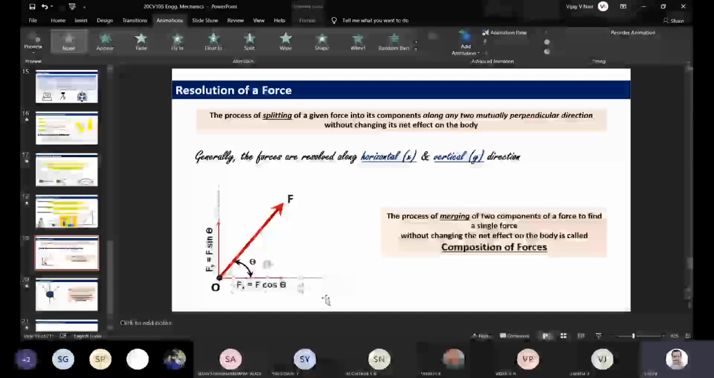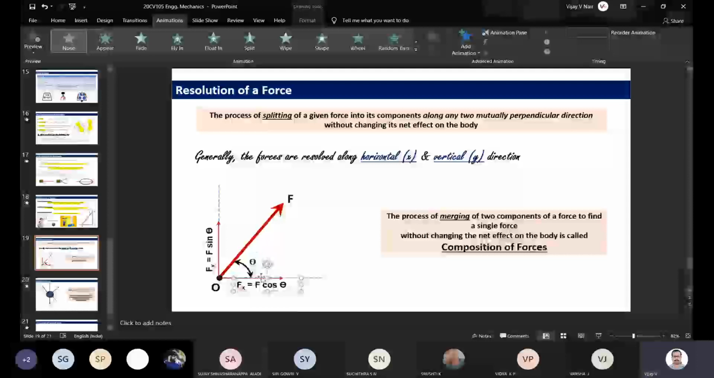For easy understanding, if this is the force and this is the angle, the side adjacent to the known angle we call the cosine component, and the mutually perpendicular component we call the sine component. On similar grounds, the process of splitting a given force into its components is called resolution of a force. The other way around, the process of merging two known forces into one force when the angle is known is called the composition of forces.